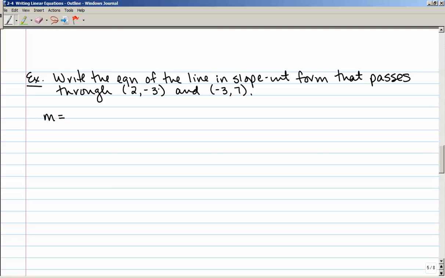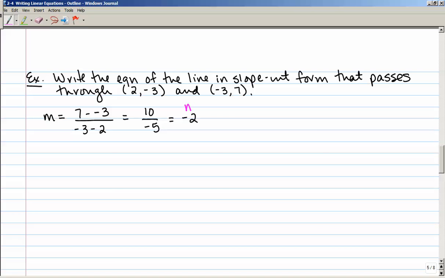But I can find that pretty easily by using the slope formula. So y2 minus y1 is going to be 7 minus a negative 3. x2 minus x1 is going to be negative 3 minus 2, or 10 over negative 5, so my slope is negative 2.